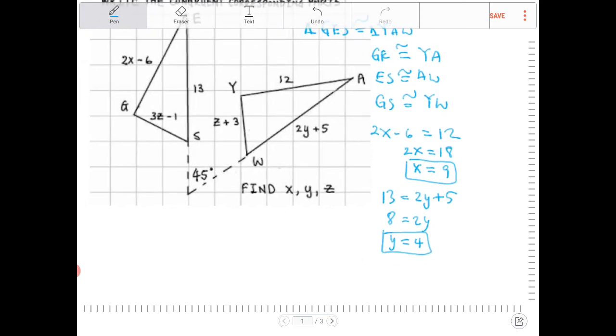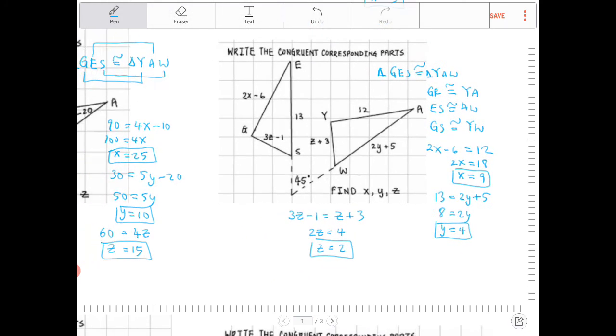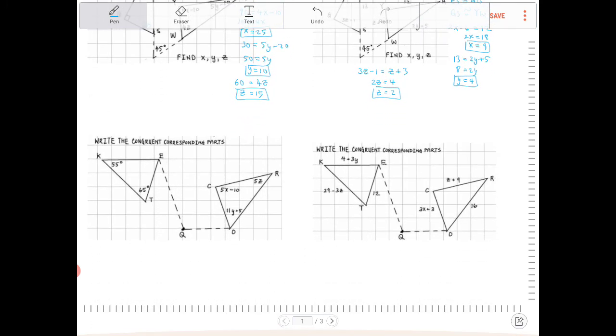I look at GS now. 3z minus 1 is equal to z plus 3. Subtract z and add 1 on both sides, I end up with 2z is equal to 4. Z therefore is equal to 2. Moving on.